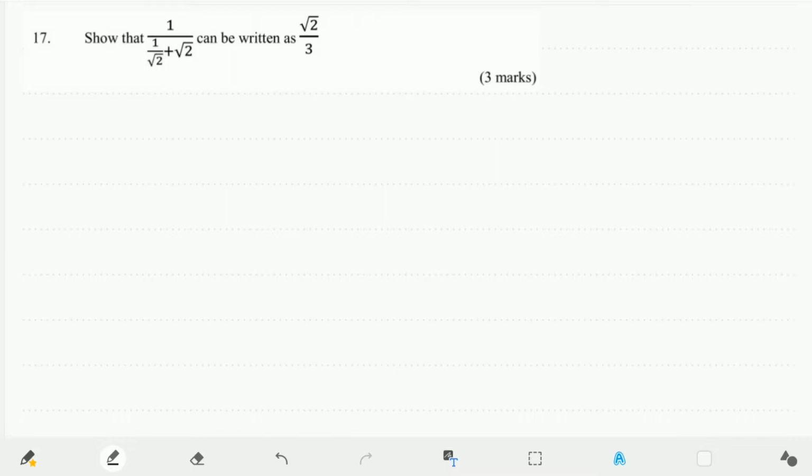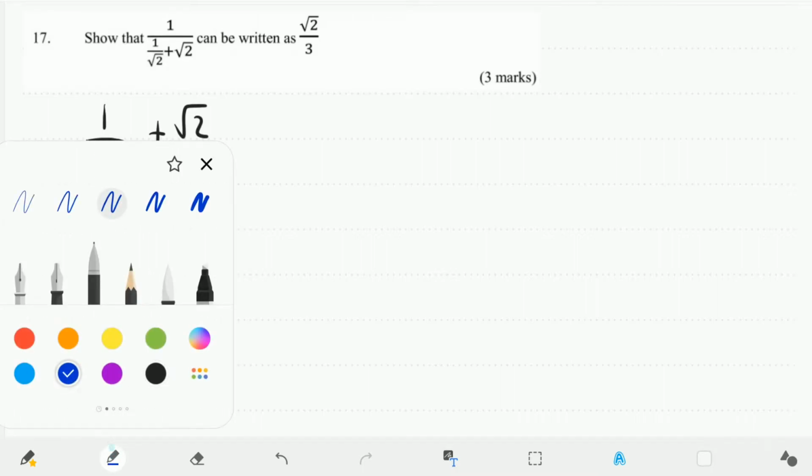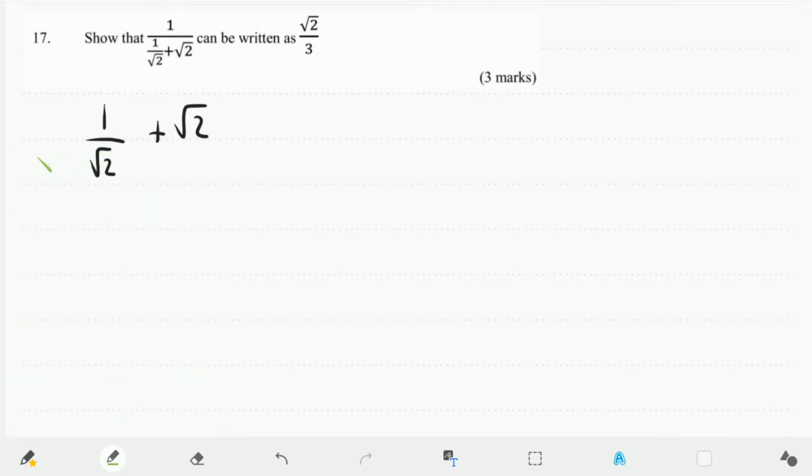So the first way, what I'm going to do is I am going to try and make 1 over root 2 plus root 2 into one singular fraction. All right, so if we have 1 over root 2 plus root 2, and I want to make this into one singular fraction, what I'm going to do first is rationalize the denominator of 1 over root 2. So multiplying both numerator and denominator by root 2, that will give us root 2 over 2, and we still have the plus root 2 over here.